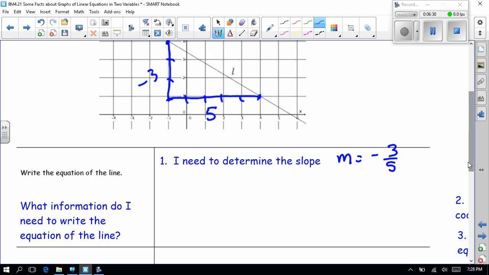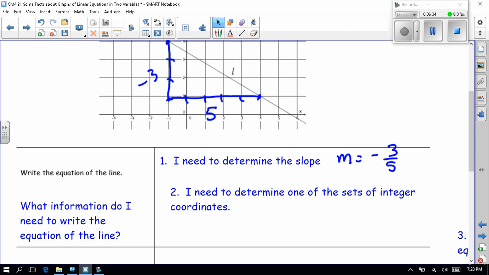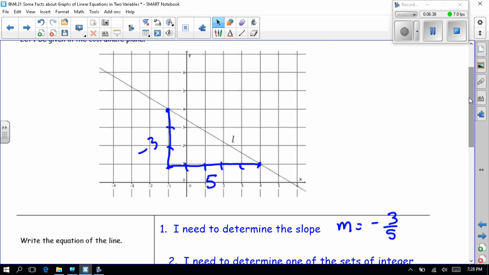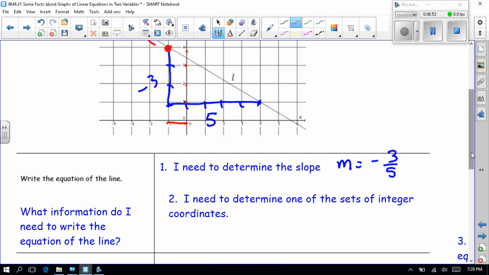My next step, determine one of the sets of integer coordinates. I'm just going to go with this one here, and that's a -1, +4. That's my x, that's my y.